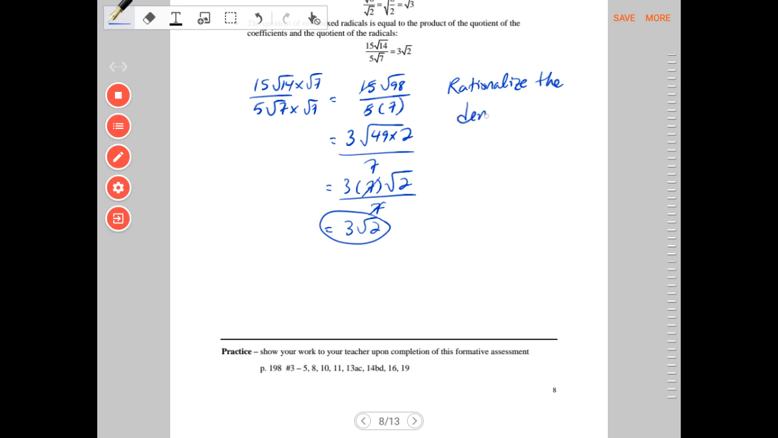Okay, so you will be able to do either for pretty much any division question. Page 198, questions 3 through 5, 8, 10, 11, 13 A and C, 14 B and D, 16 and 19. Good to get lots of practice in. Show your teacher when you're done.